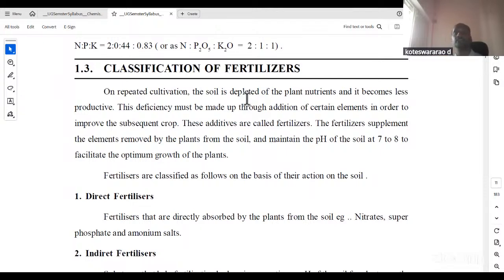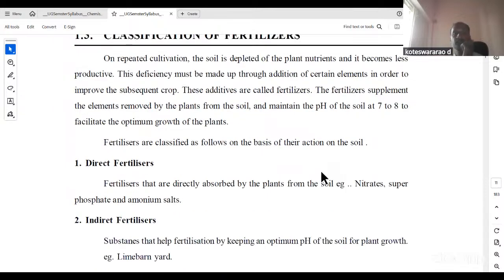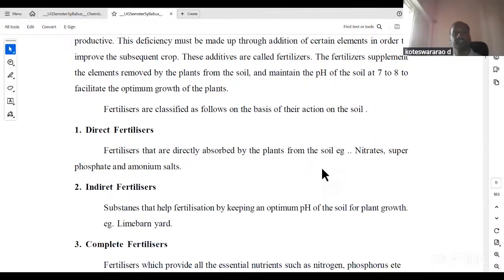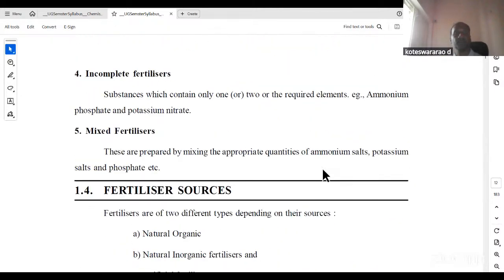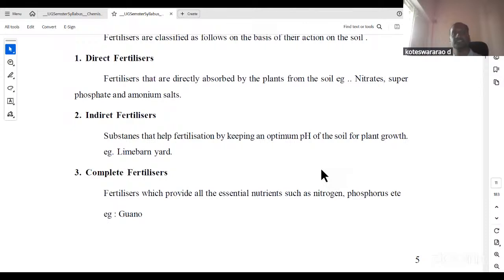Fertilizers are classified as follows on the basis of their action on the soil: direct fertilizers, indirect fertilizers, complete fertilizers, incomplete fertilizers, and mixed fertilizers. Then what are direct fertilizers? Fertilizers that can be directly absorbed by the plant from the soil are called direct fertilizers. What are they? Nitrates, superphosphate, and ammonium salts.